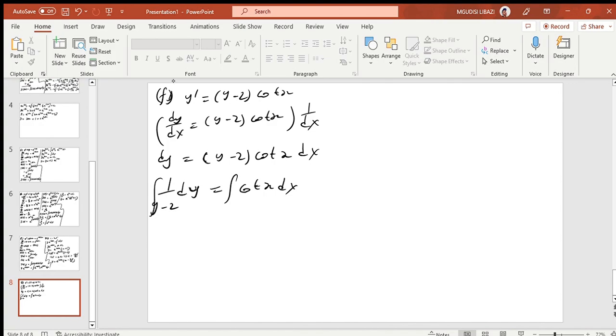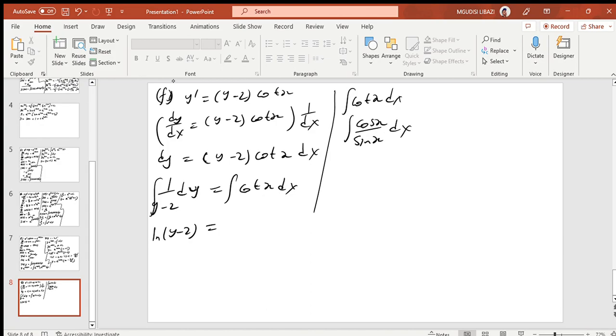Integrating both sides, we're gonna get natural logarithm of y minus 2 is equal to the integral of cotangent of x. Now what about the integral of cotangent of x? I actually don't know what the integral of cotangent of x is, but I'm thinking it's natural logarithm of sine. But let's see. Now integrating cotangent of x dx, we can say integral cotangent is the same as cosine of x divided by sine of x multiplied by dx.